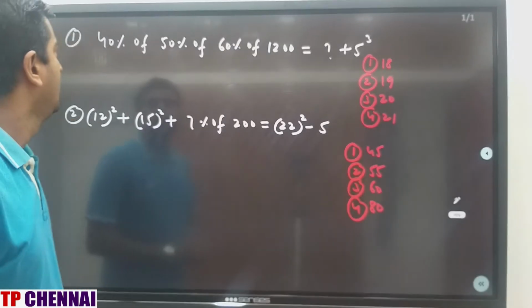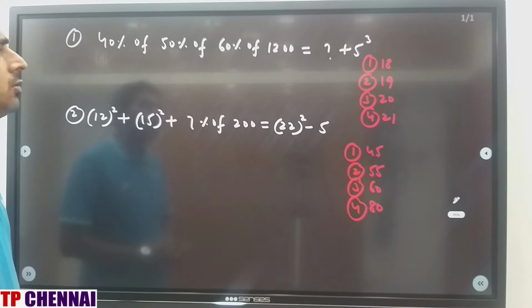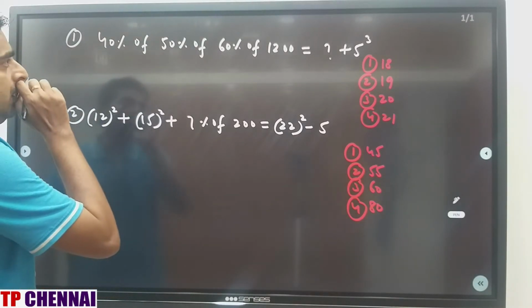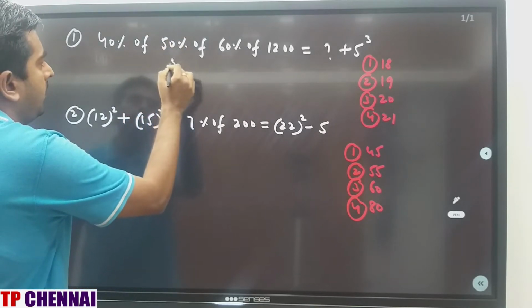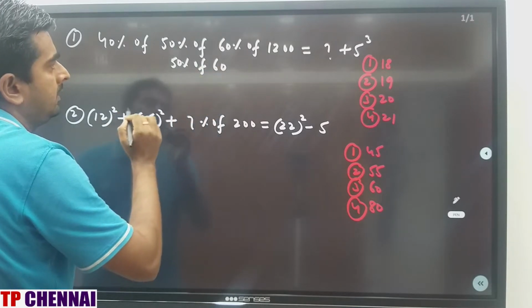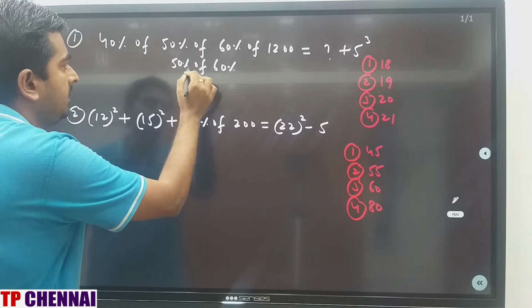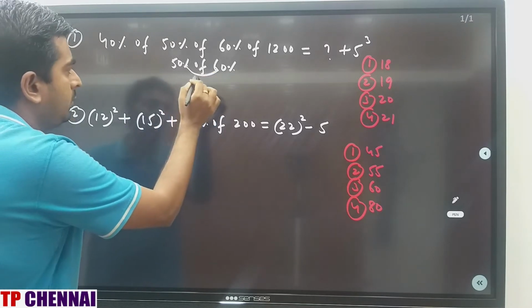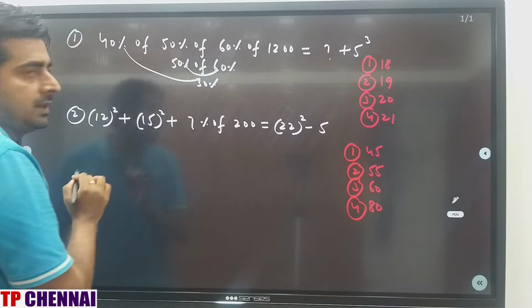So first one, 40% of 50% of 60% of 1200 is equal to question mark plus 5 cube. So approach matters here, right? So 50% of 60% is nothing but what? 50% is 1 by 2, so this is 30%. Now what is 40% of 30%?